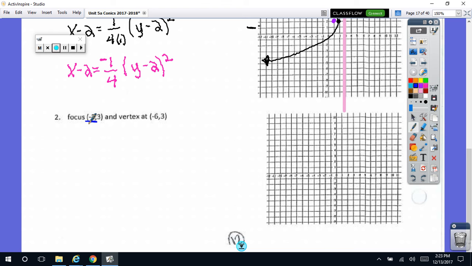Okay, again, we have the focus and the vertex this time, so we already have our H and K. So all we need is P to write our equation. Focus is at -2, 3. And my vertex is at -6, 3. Okay, again, if this is my vertex, got to eat the focus, so we've got to go this way, which is positive, so I don't have to worry about a negative fraction. And my P is 1, 2, 3, 4 steps.